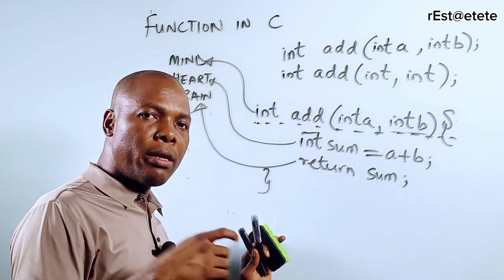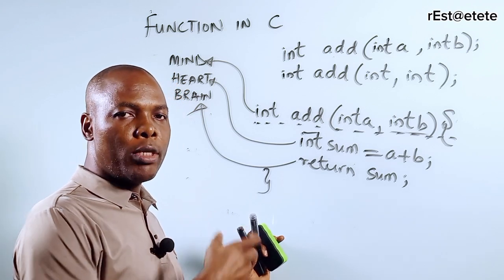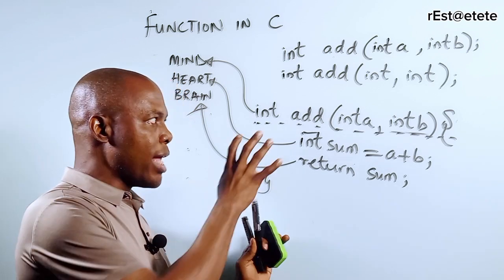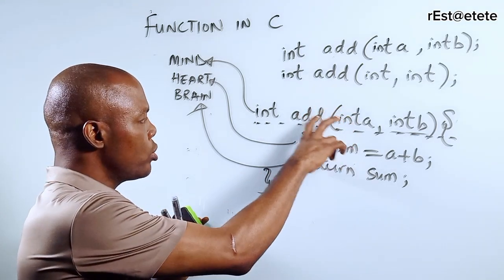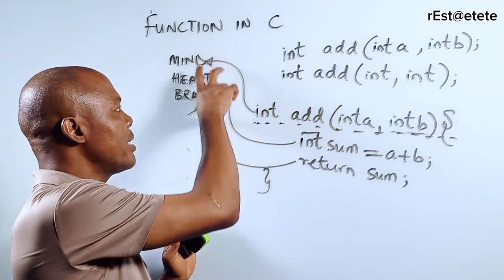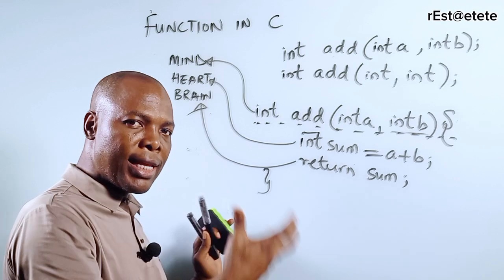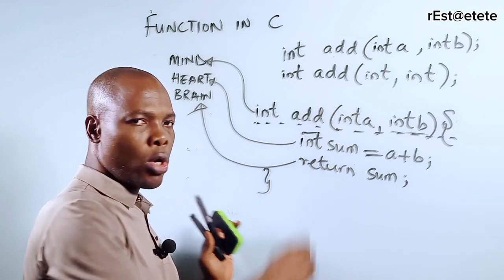So we are still teaching manifestation in reality using programming as a guide. So that is what I want to show you in this class. Just to write a simple function, show you this function part with the mind, the heart, and the brain. And then the next class, I'm going to show you how to call this function.